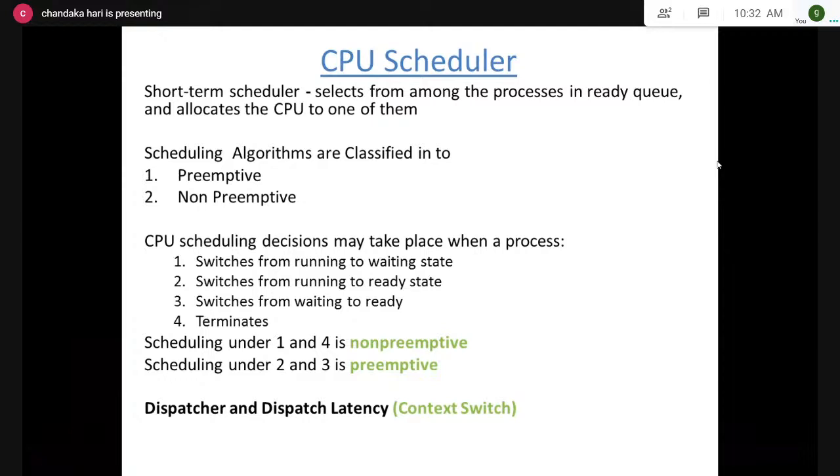Now coming to the last topic, dispatch latency. The time taken for stopping the execution of one particular process and giving control to another process is known as dispatch latency, which already includes context switching.